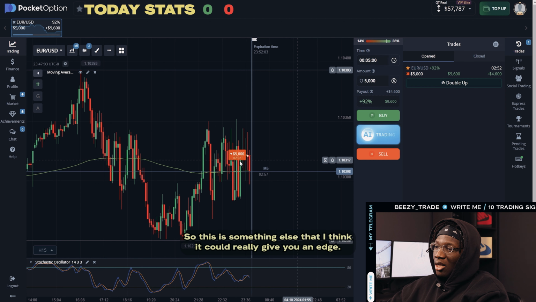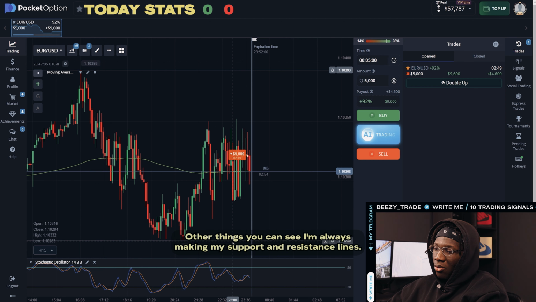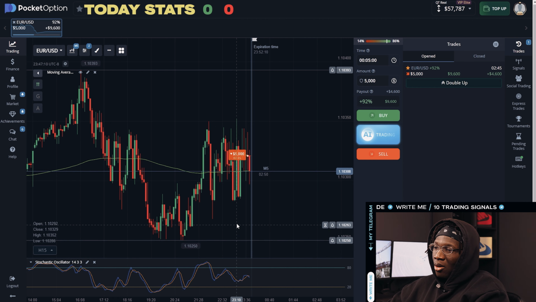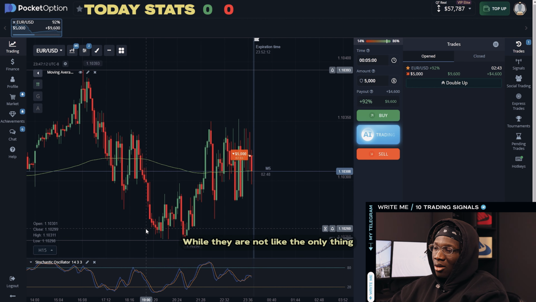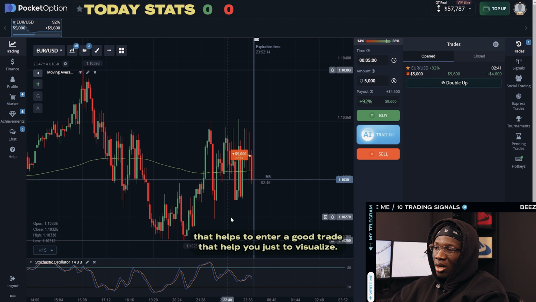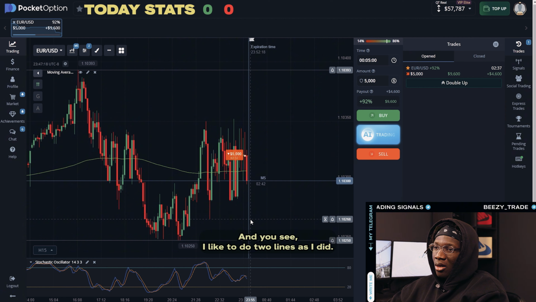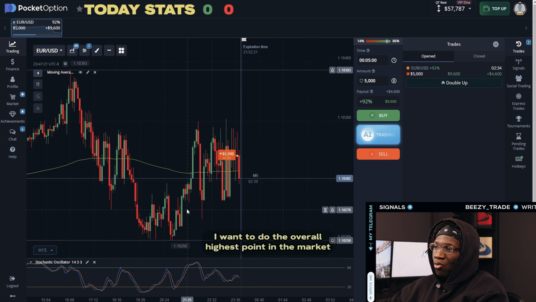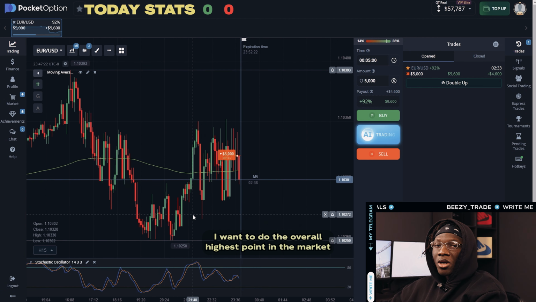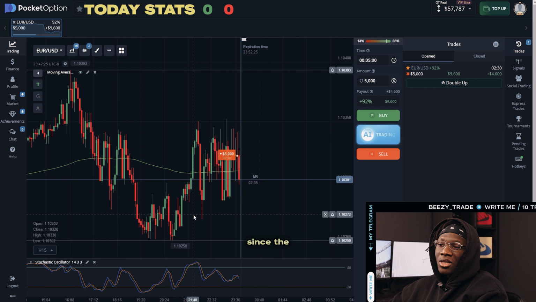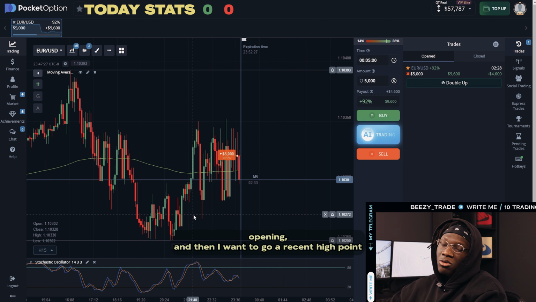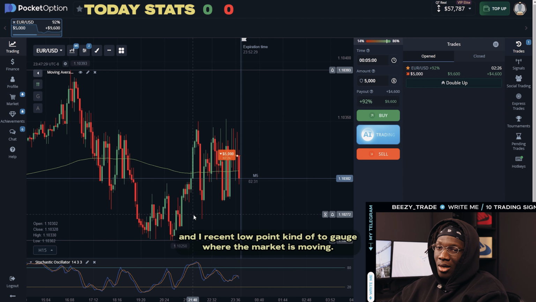So that's just something else that I think could really give you an edge. Other things you can see, I'm always marking my support and resistance lines. While they are not the only thing that helps to enter a good trade, they help you just to visualize. I like to do 2 lines as I did. I want to do the overall highest point in the market since the opening, and then a recent high point and a recent low point, kind of to gauge where the market is moving.